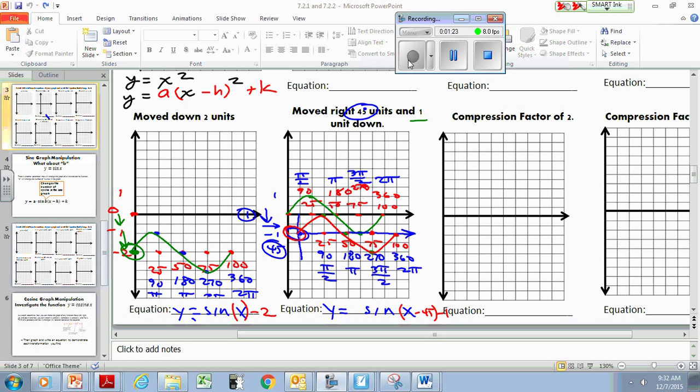Okay, this is the one from a long time ago. The a makes it stretch up or down. The h makes it go left or right. The k makes it go up or down. Now here's the deal. They're going to ask you on your test, what does the a do? What does the h do? What does the k do?